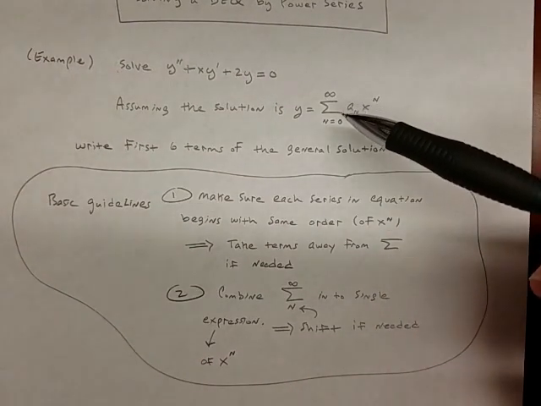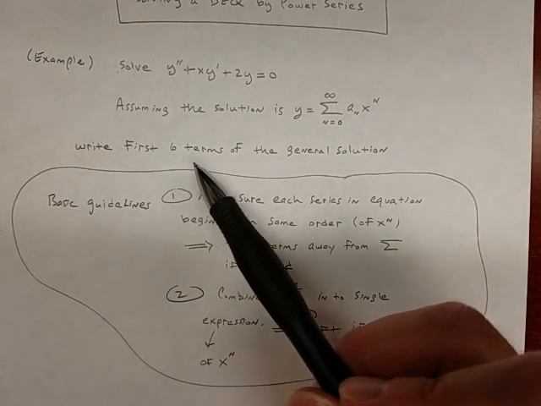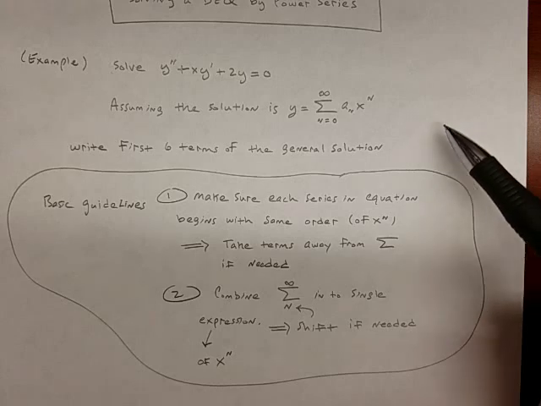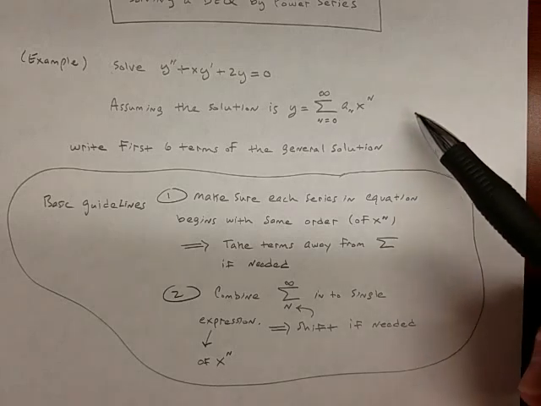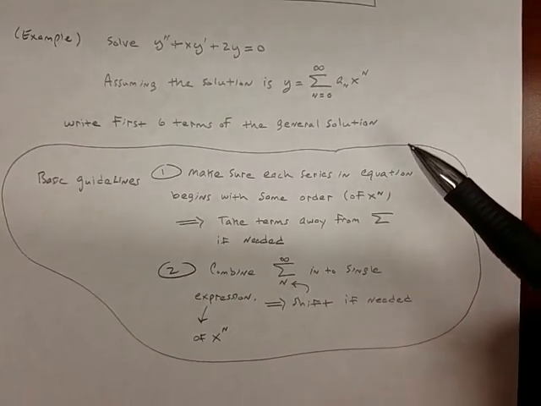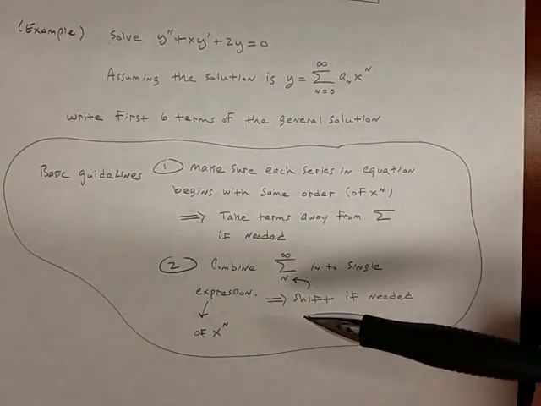But how about this? I tell you what the solution looks like, and I'd like you to give me the first 6 terms of it. It turns out it's an infinite series, and we might not be able to write the whole thing down, but let's get the first 6 terms. That might be good enough. Okay, are there some guidelines? There are some basic guidelines.